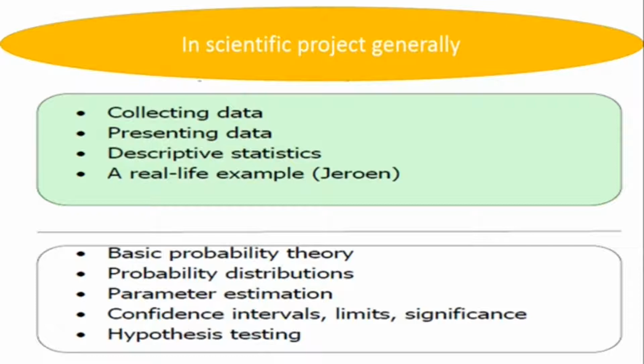To make descriptive statistics, you need to have basics in probability theory and probability distributions. If you want to go further than descriptive statistics and make inferential statistics, you need to know how to estimate parameters. You need to have notions of confidence intervals, limits, and significance. You need to know how to do hypothesis testing. But for now, we just focus on descriptive statistics, which goes no further than using graphics, means, and coefficients in order to analyze your data.